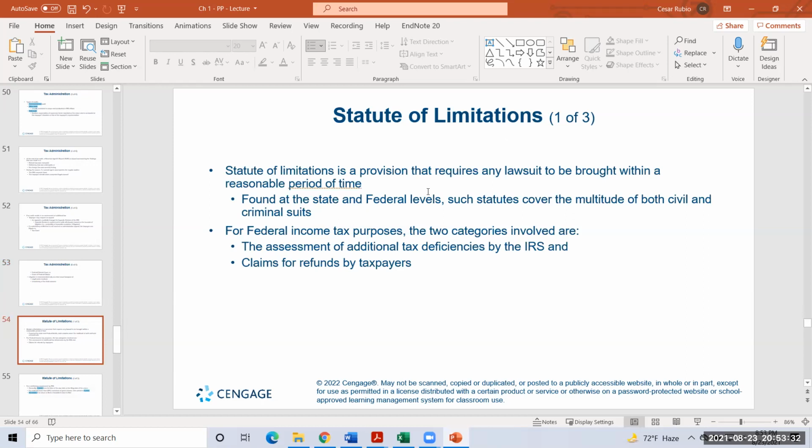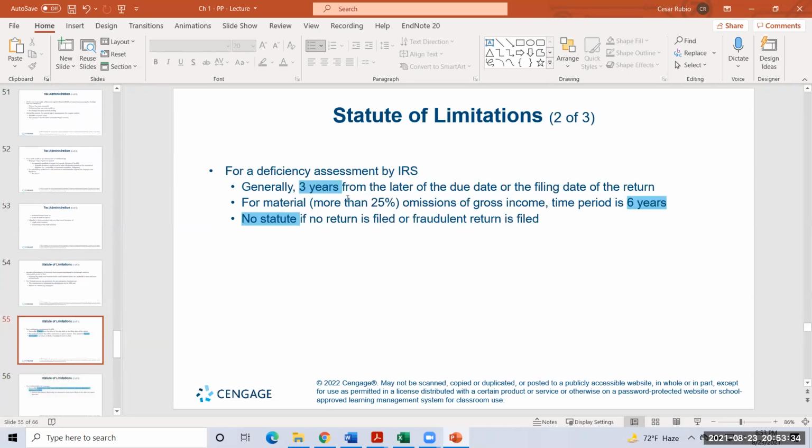Statute of limitations, basically you have 3 years. That's your statute of limitations. You have 3 years from the later of the due date or the filing date. So if everything is fine after 3 years, technically they can't come after you. You can actually shred your tax returns after the third year, and that would be the end of it, right?